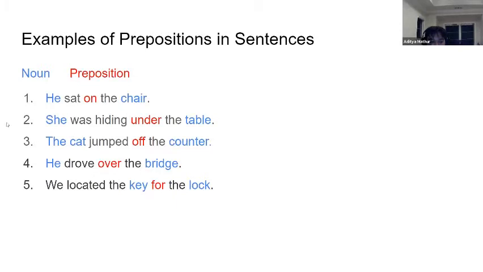सेंटेंस 2. Hiding The table. together Under under the the table. Table. Them of Yes. education. the Counter. he drove It over the bridge. this He located together the the key for people the lock. to the heart. Okay. Door.